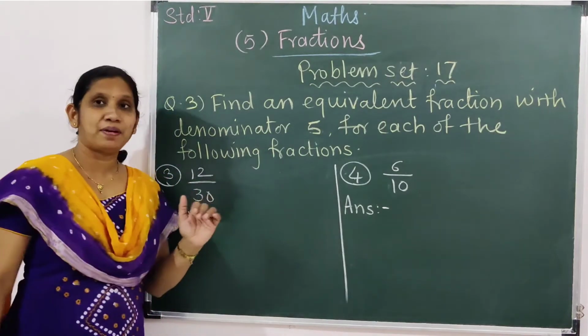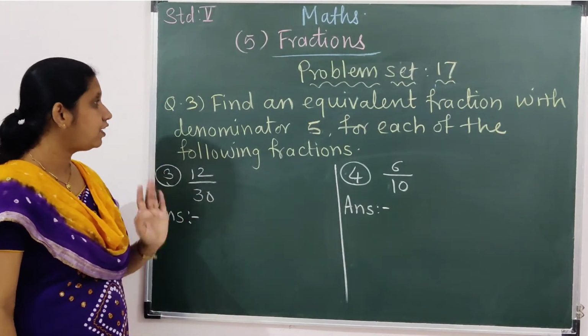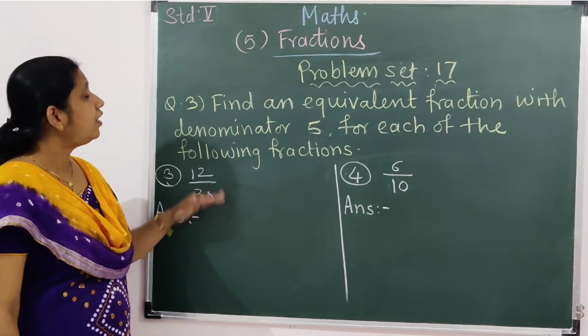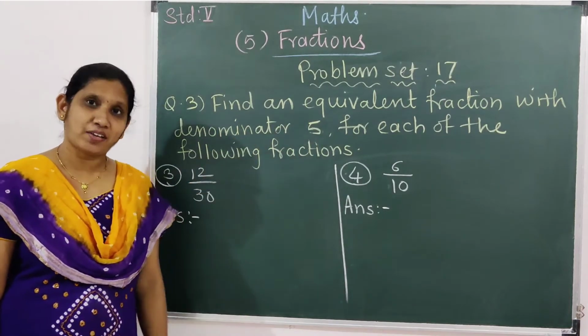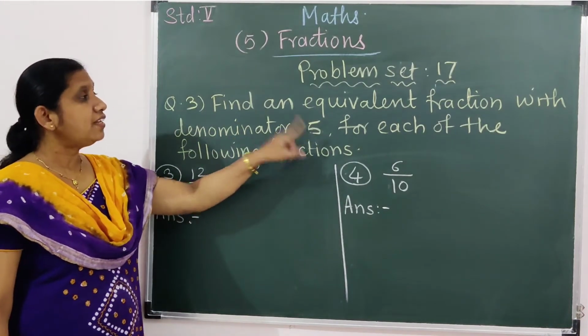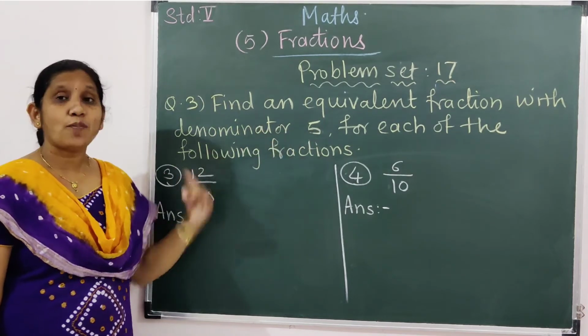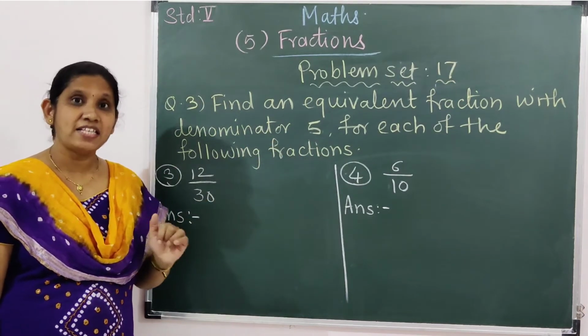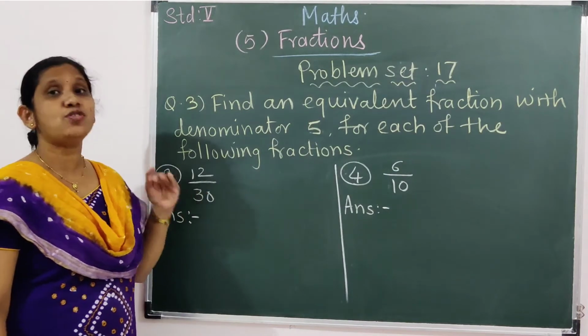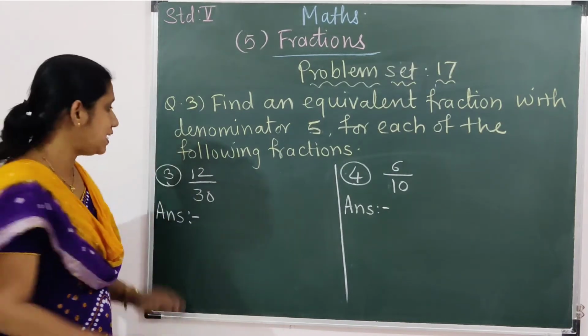Students, see example number 3. The fraction is given 12 upon 30. Here we want the denominator 5. As I told, say the table of 5 till this number 30. 5 how many are 30? Yes, 5 sixes are 30. It means we have to divide here by 6.